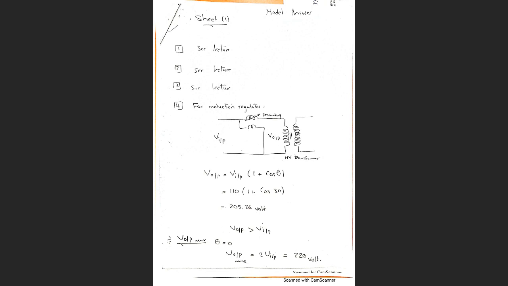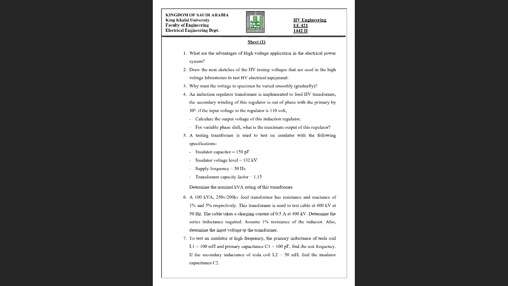Now coming to the next question. Fifth one, we have a testing transformer used to test an insulator with the following specification. Insulator capacitance 150 picofarad, insulator voltage level is 132 kV, supply frequency is 50 Hz, and transformer capacity factor is 1.15. Determine the nominal kVA rating of the transformer.